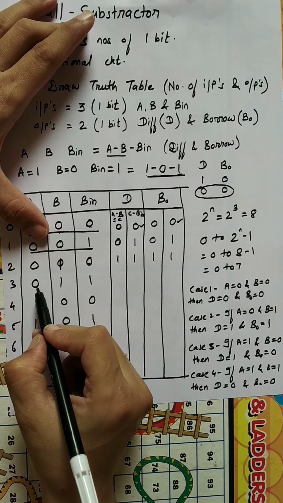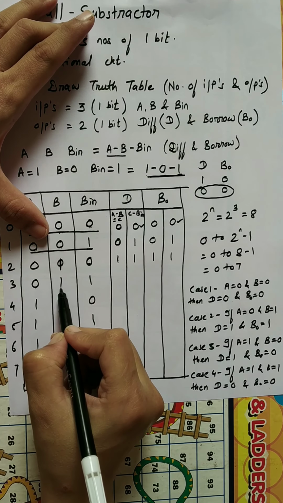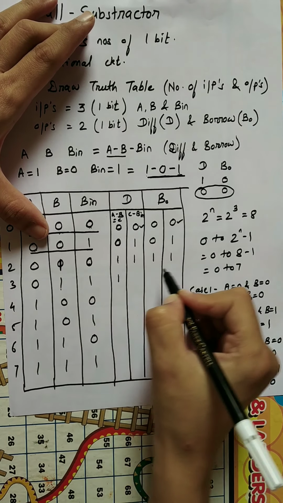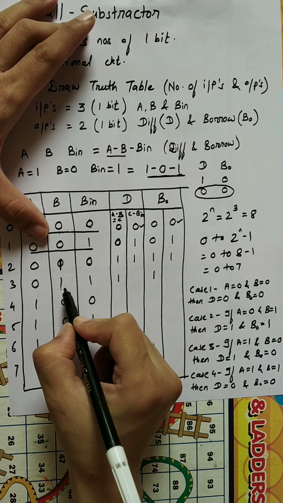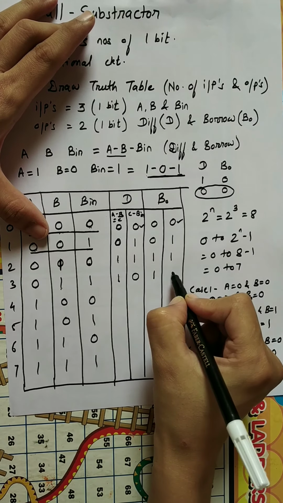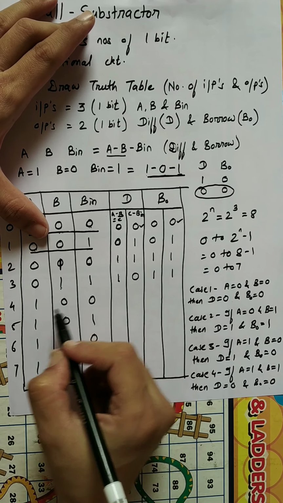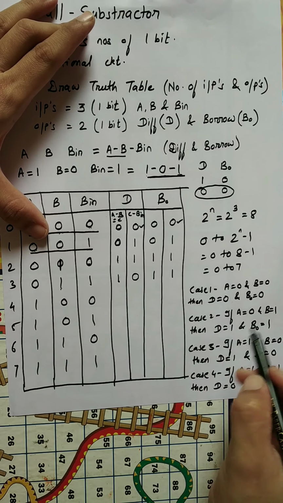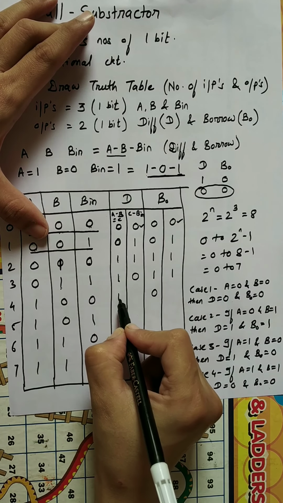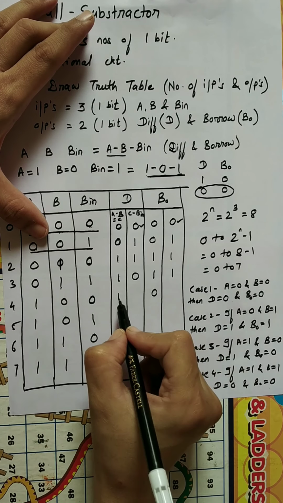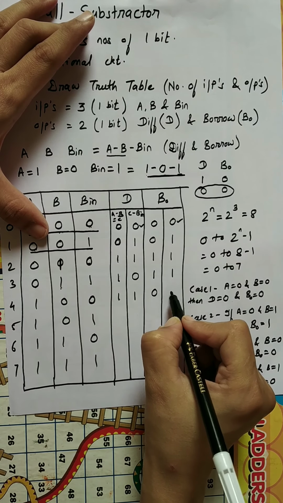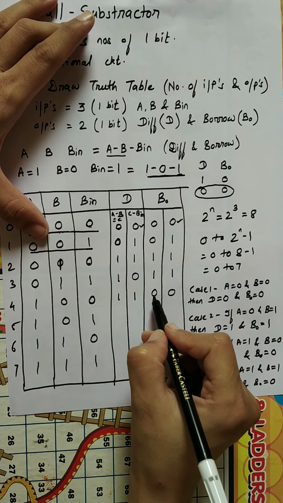So now next is what? 0 minus 1. So 0 minus 1 means here difference will be 1 and borrow will be 1, right? Now 1 minus 1, right? So here difference will become 0 and borrow will remain same, right? Now 1 minus 0, so in 1 minus 0 case 3 is applied. So here borrow 1, difference 0, right? Now from this 1 I have to subtract this b in. So 1 minus 0 is difference will be 1 and borrow will be 0, right? It will remain same, right?